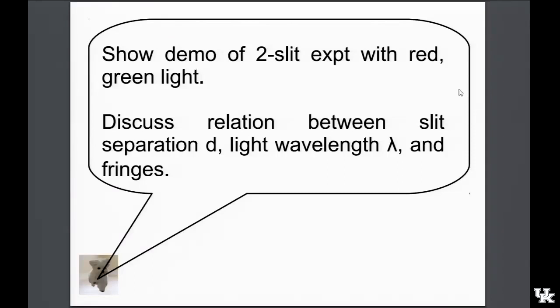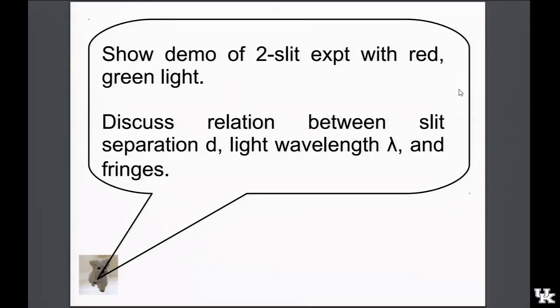I've got two sources of light, a red light and a green light, and I'm shining them on a pair of slits, two slits that have a very, very small separation. It's a fraction of a millimeter. And then we're shining that pattern on a screen that's several meters away. And I hope you can see that this red light is a series of bright fringes and dark fringes. And this green light is also a series of bright fringes and dark fringes.